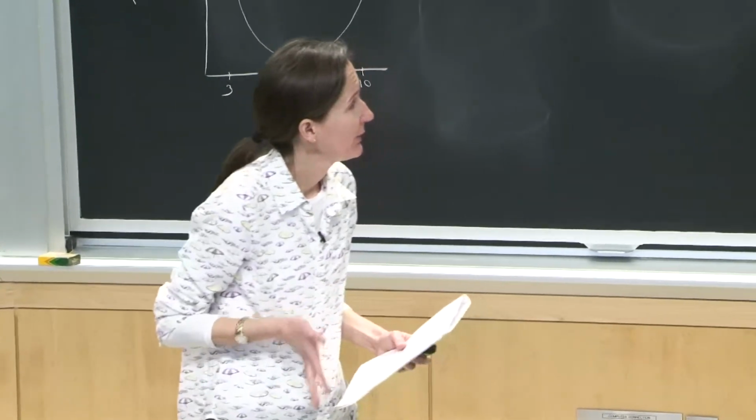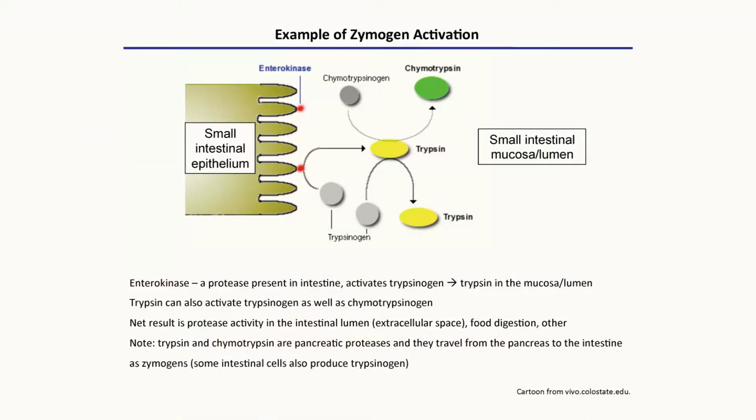Back to some of the strategies. Just an example of zymogen activation and thinking a little bit from the perspective of the organism. Here we can think about the gut. We're in the small intestine. So there's the epithelium, the cells, these are crypts. And here's the lumen, so the space where the food goes through, et cetera.